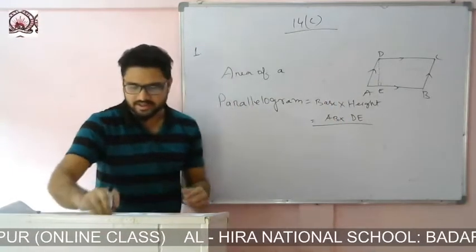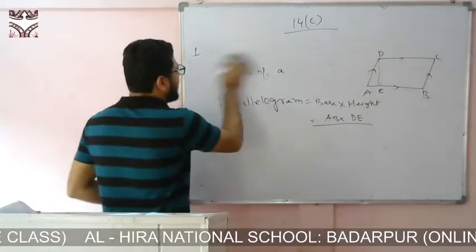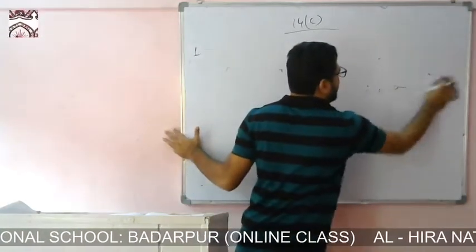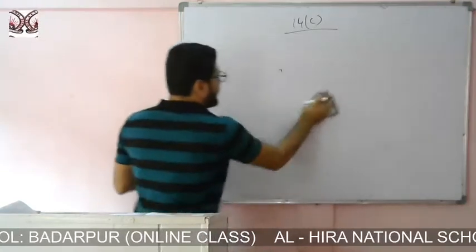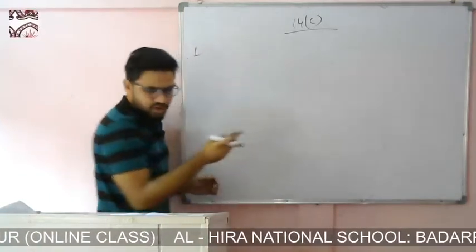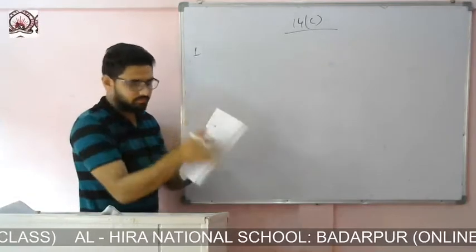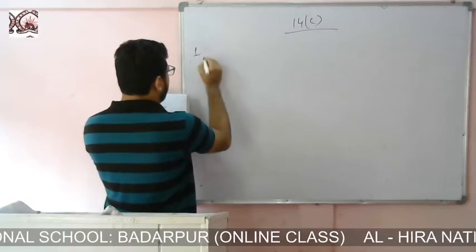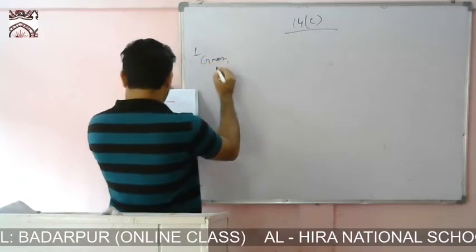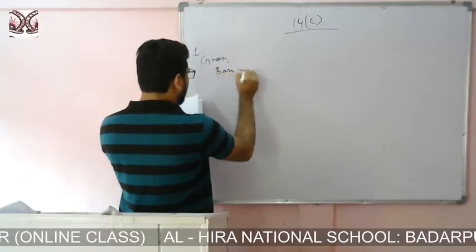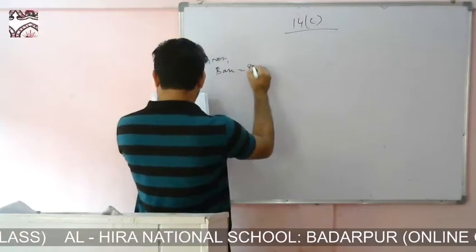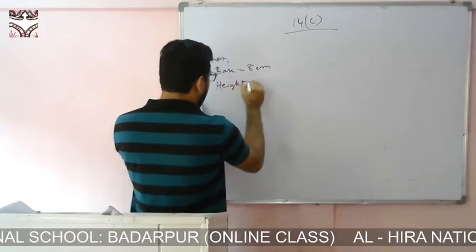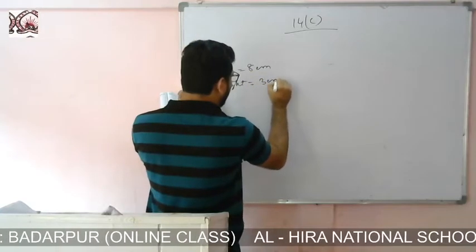Okay, now let us start the exercise questions. So see the first question. Base and height are given. You have to find the area of the parallelogram. You see the first question. Given base equals 8 centimeter. Height equals 3 centimeter.